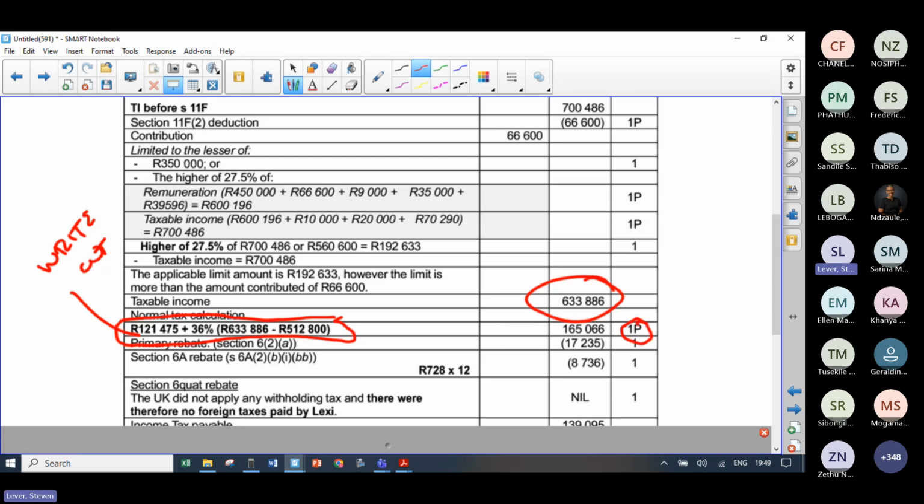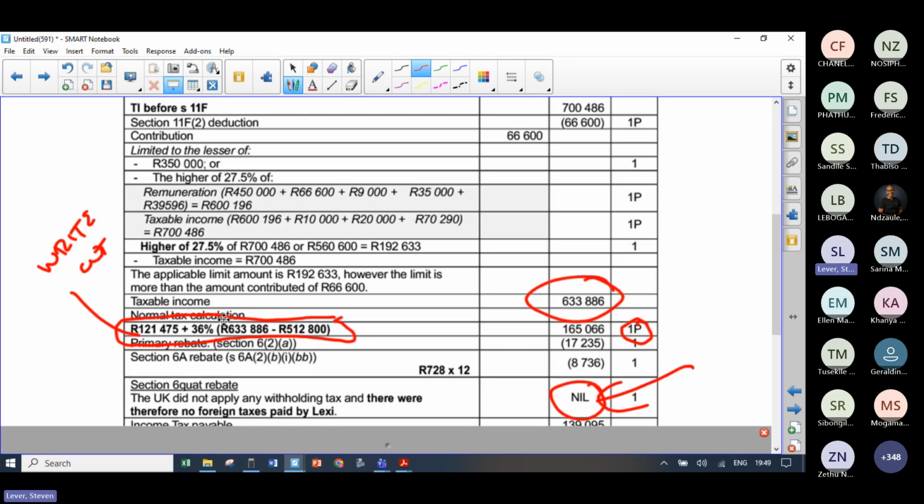Is that all right? Write it out because there's a principal mark there. Okay. Primary rebate, 6A rebate, and they told you not to do the 6B rebate. Now, guys, remember in the question, it said that there was no withholding tax on the book income. That is why they've said the 6B rebate is null.